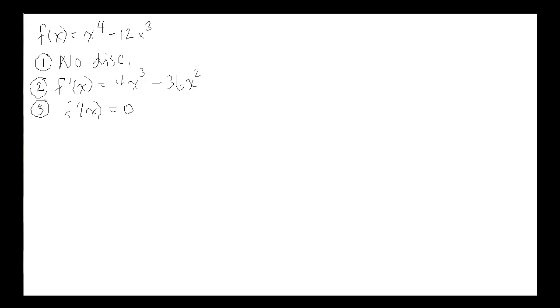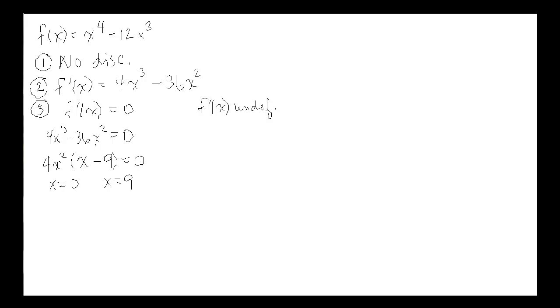That's going to be where the derivative is 0, where the derivative is undefined. Okay, so if we set 4x cubed minus 36x squared equal to 0, I can factor out a 4x squared. That leaves behind an x minus 9. So either x squared has to be 0, so that means x is 0, or x minus 9 is 0, that means x equals 9. Since we have no discontinuities, these are both critical numbers because they are both numbers that are in the domain of our function.